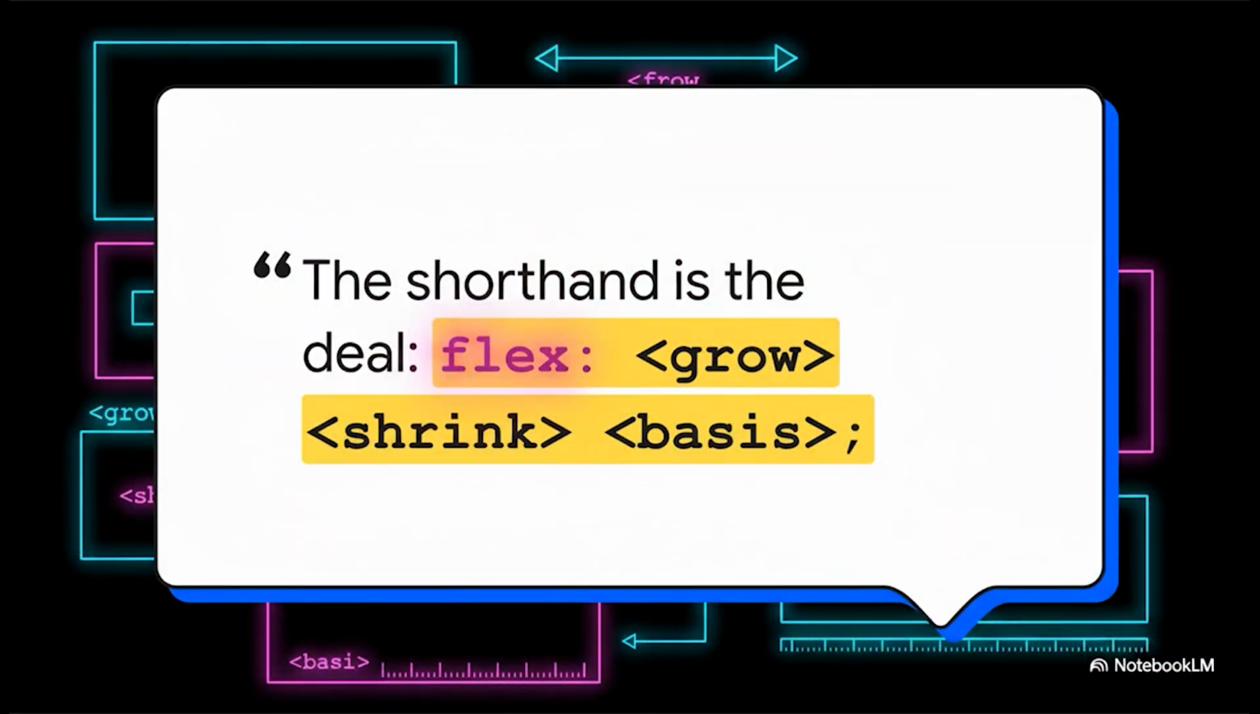Now, in the real world, you're almost never going to write these out individually. Instead, you use the Flex shorthand. This is it. This is the complete deal you make with each item, defining its growth potential, its shrinkability, and its starting size, all in one clean declaration. This one property defines an item's entire personality in the layout.